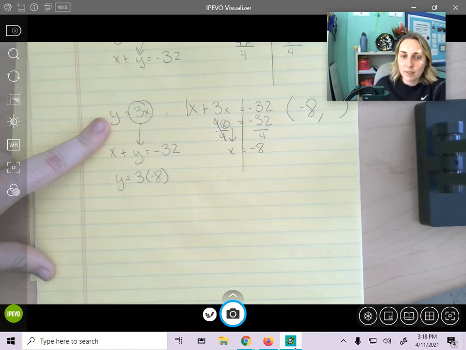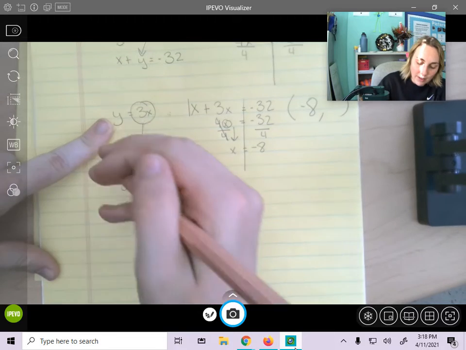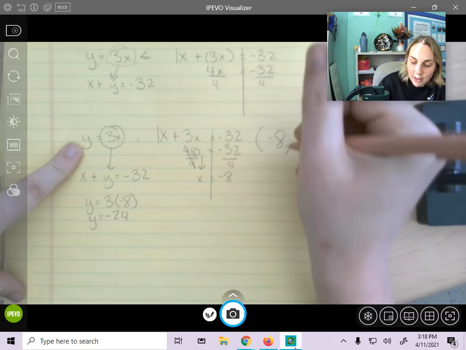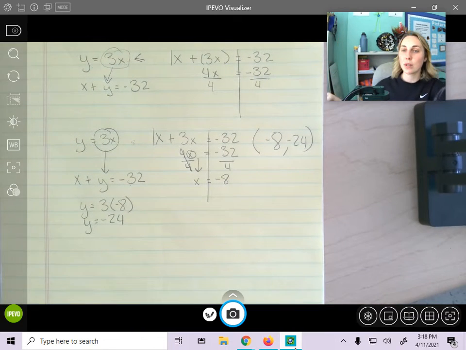And then I can solve. So 3 times negative 8 is going to give me y equals negative 24. So the y value is negative 24. And ta-da, I have my ordered pairs.